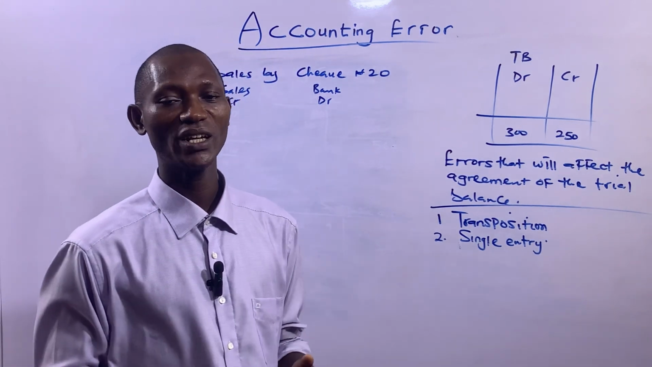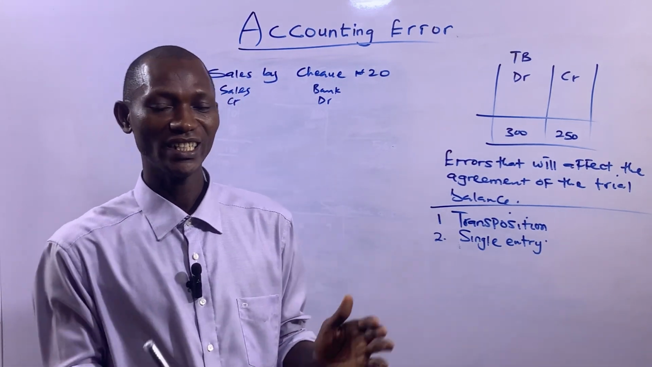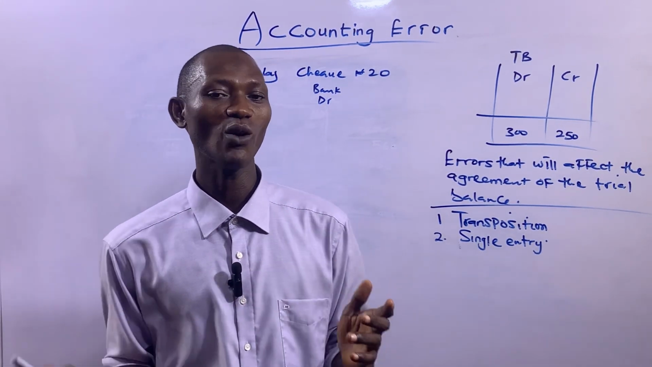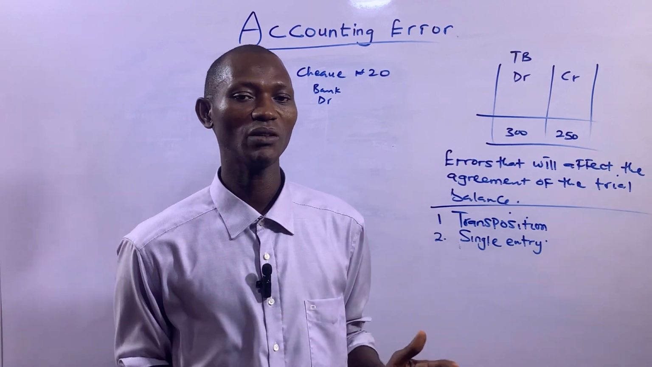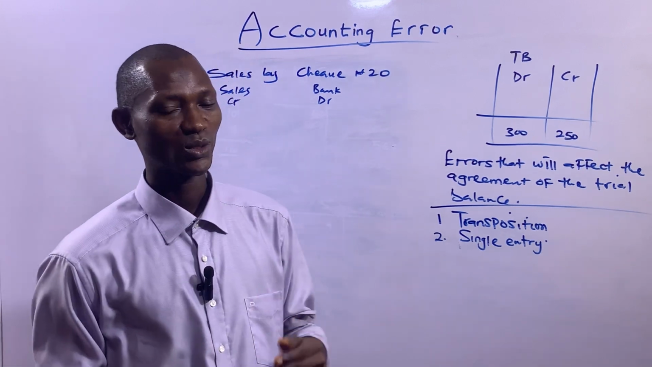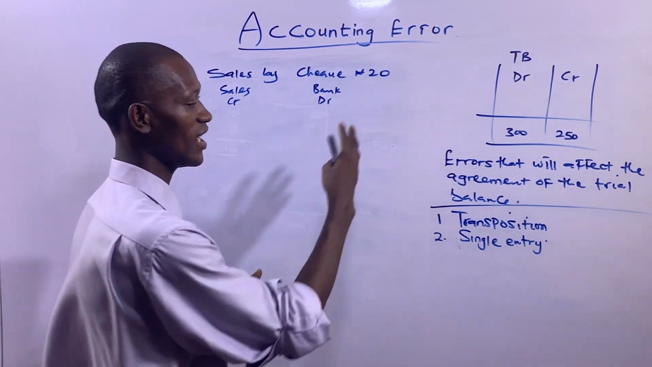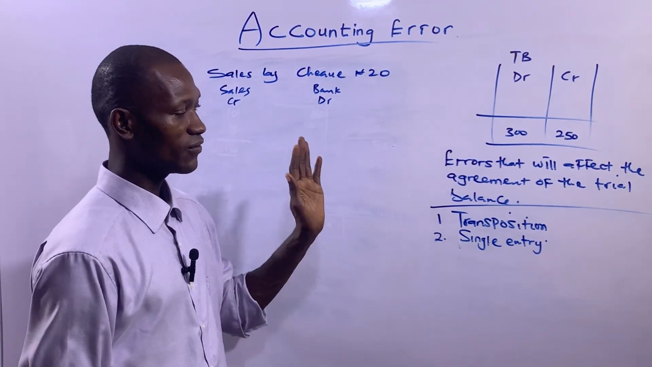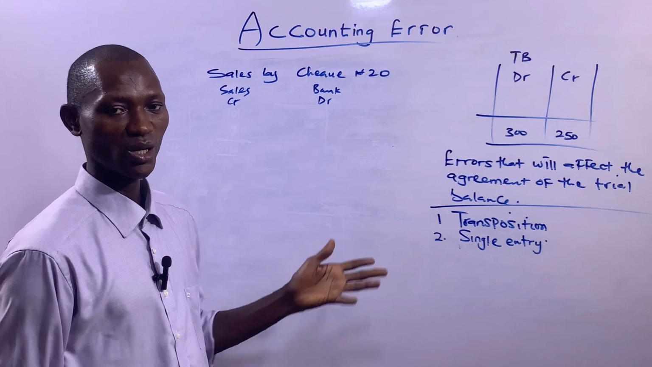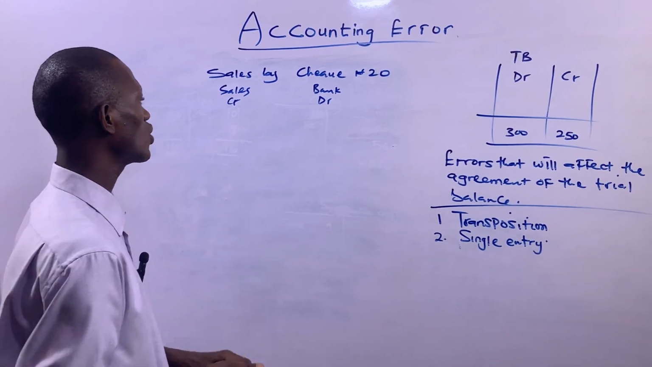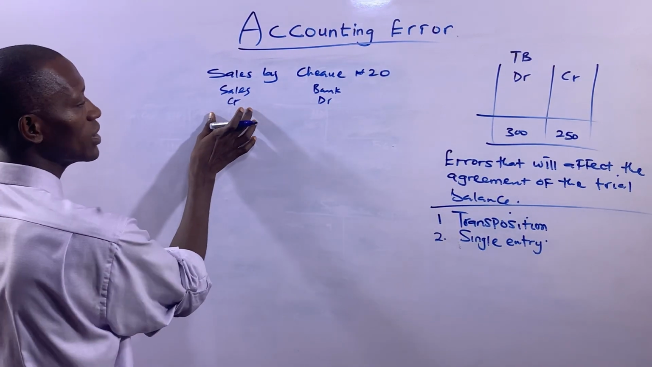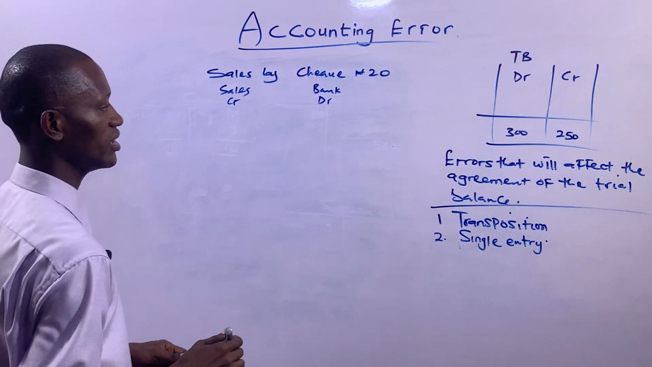And that's why it's very important and necessary for you to go and watch our video on the double entry system of accounting as well as trial balance. I can guarantee you, it will enhance your full understanding of error as a topic, or accounting error. So sales account to be credited and bank account to be debited.